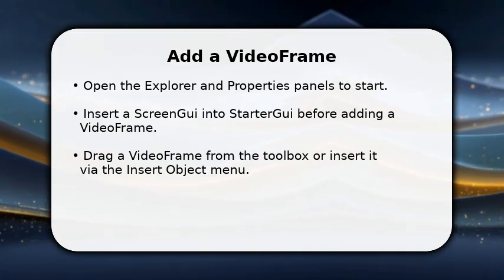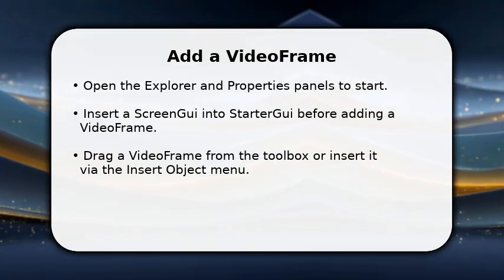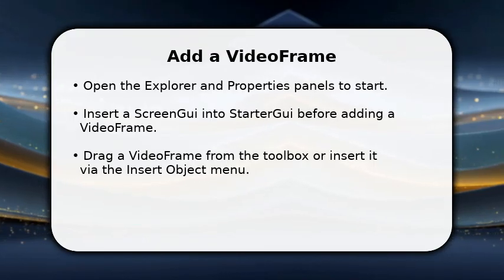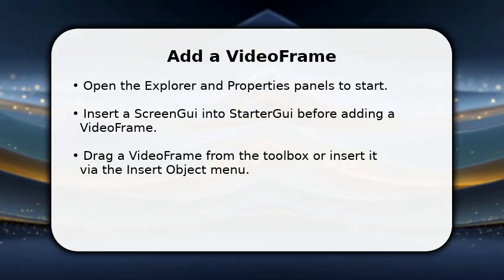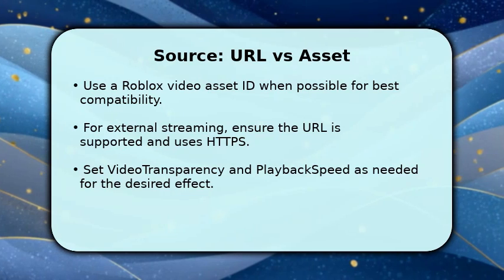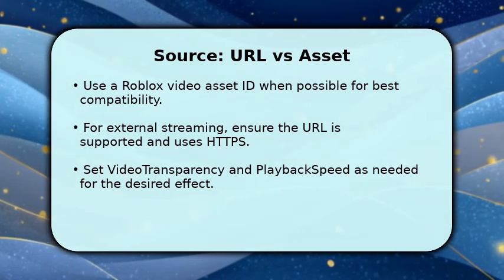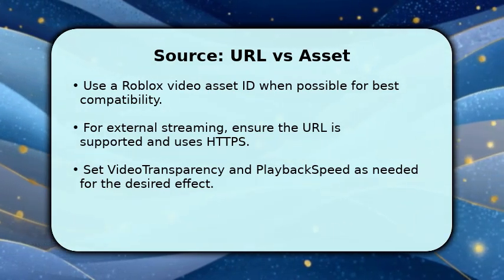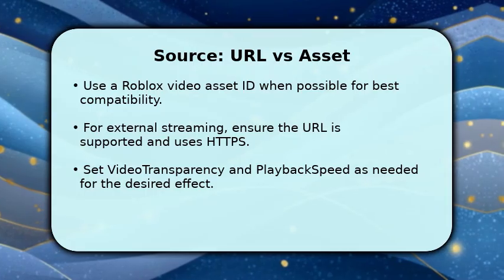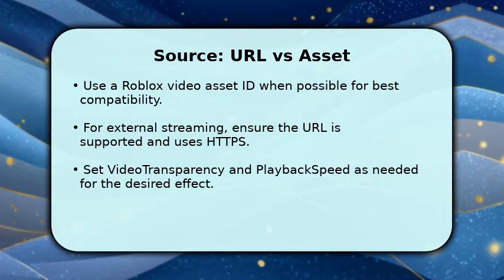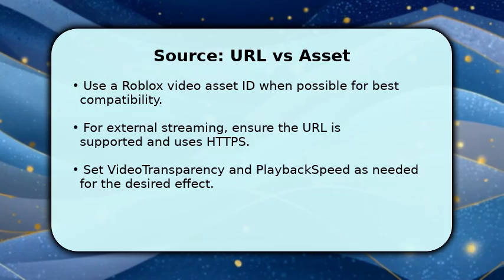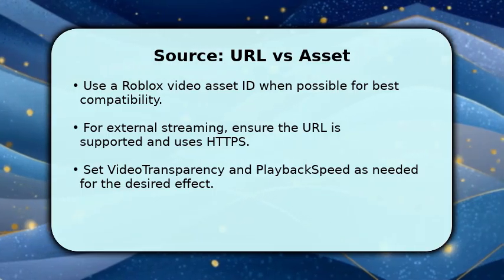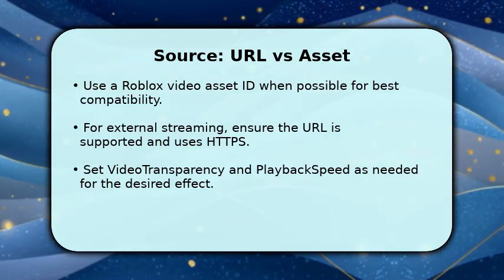Test now in play mode and tweak playback settings and properties for looping or autoplay. Choosing the right source matters for reliability and performance. Prefer Roblox Asset ID for built-in support and faster loading, and only use external HTTPS streams when needed. Replace the video property with the asset ID or URL, then preview playback in Studio.